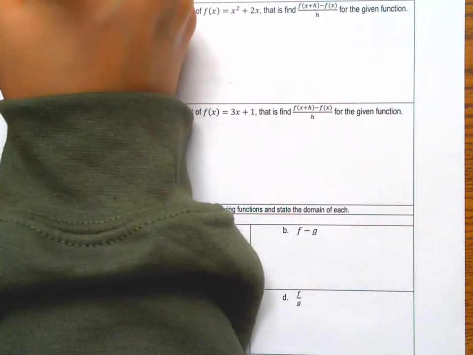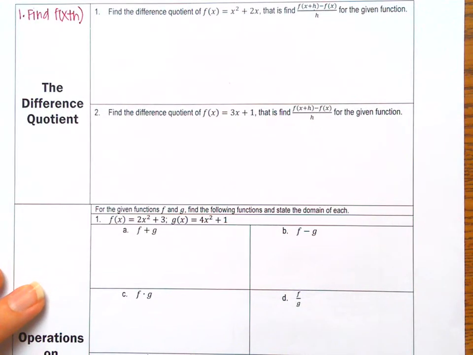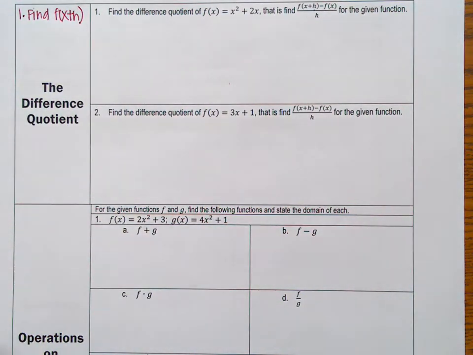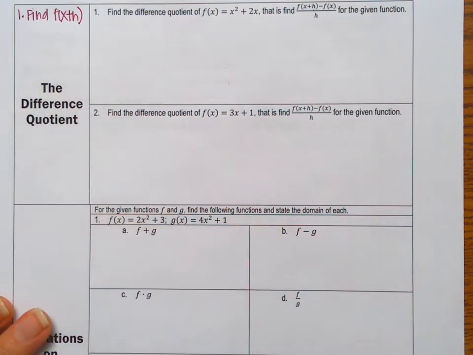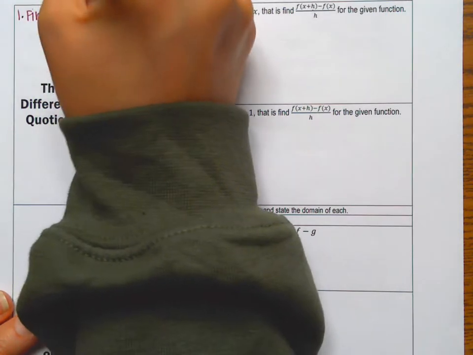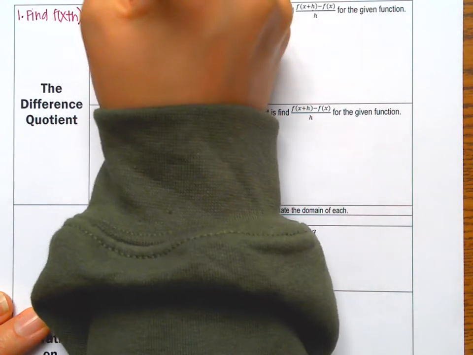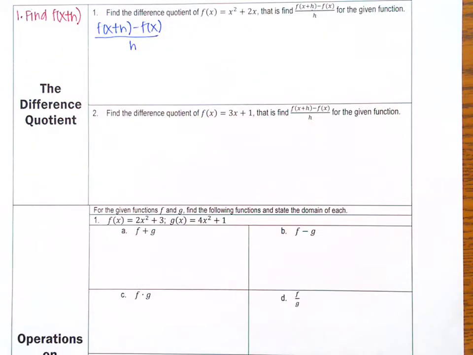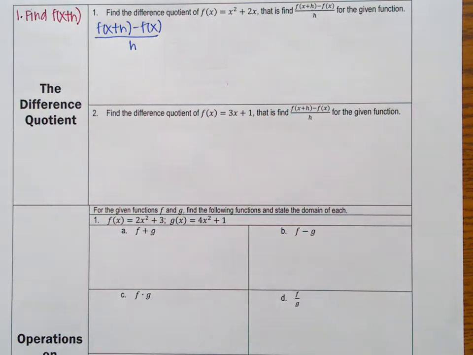Find f of x plus h. Okay, so f of x plus h. Now, let me actually rewrite this a little bit bigger. So I'm just rewriting the difference quotient. The difference quotient doesn't change, but I'll always give it to you. So it's not something that you have to have memorized. So f of x plus h.